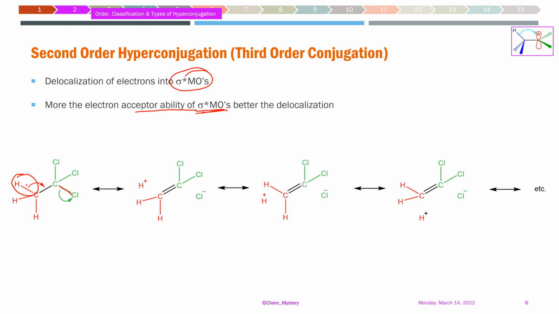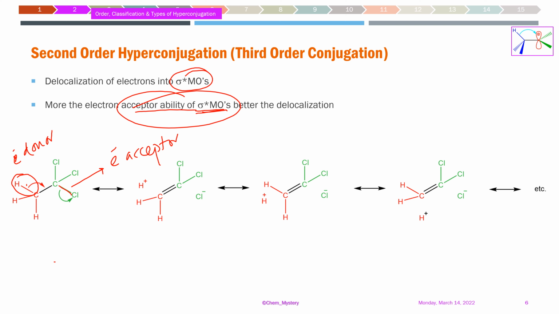The first case, the carbon hydrogen bond, is going to be the electron donor, and the carbon chlorine bond is going to be the electron acceptor. So with a good electron donor and a good electron acceptor, this kind of third order conjugation or second order hyperconjugation is possible in the case of methyl chloroform. The orbital where the electrons are going, that is sigma star, defines the second order hyperconjugation. We have one more example of second order hyperconjugation.